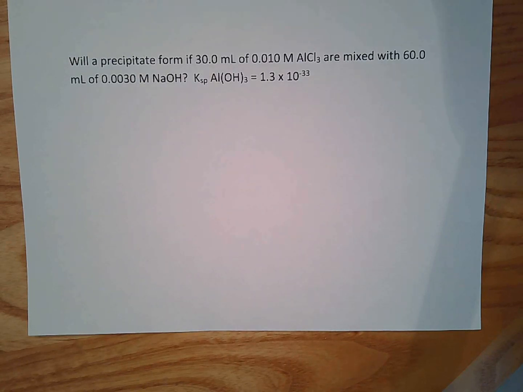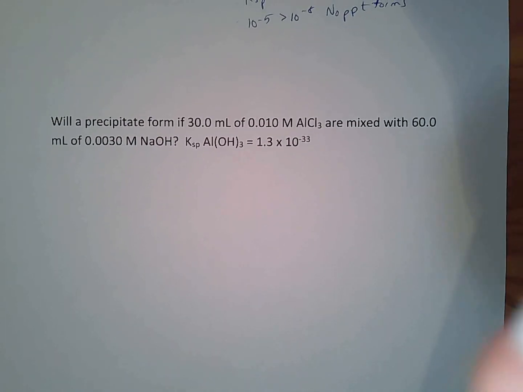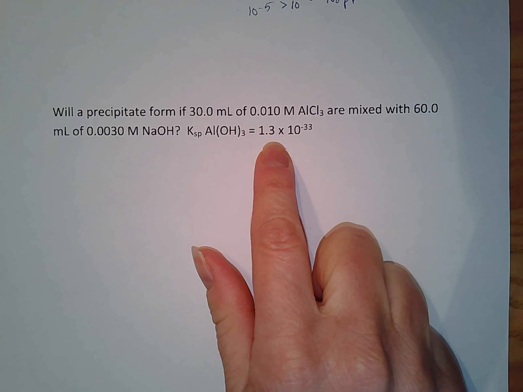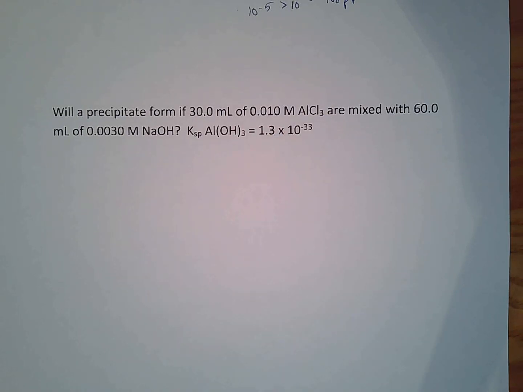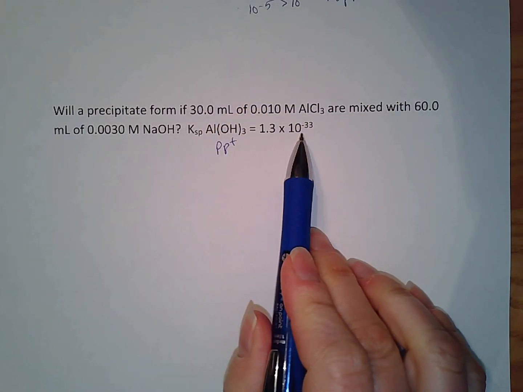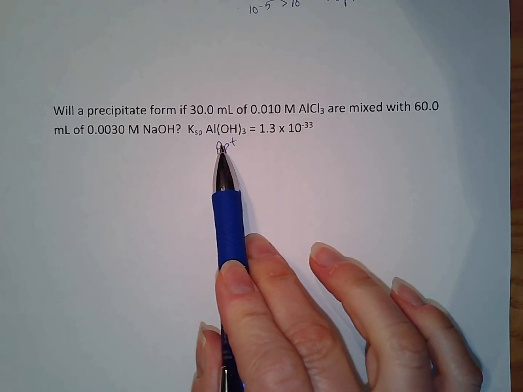And for these types of problems, again, you're going to be given a KSP. So obviously we are going to look at the making of aluminum hydroxide. So I have a 1.3 times 10 to the negative 33 as my KSP. So this is the precipitate we are looking at. Now look at that number. That number is really telling you that this does not dissolve very readily.